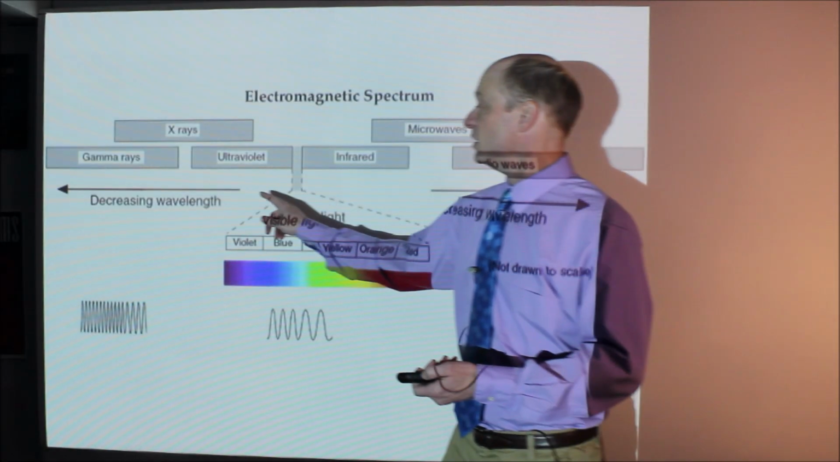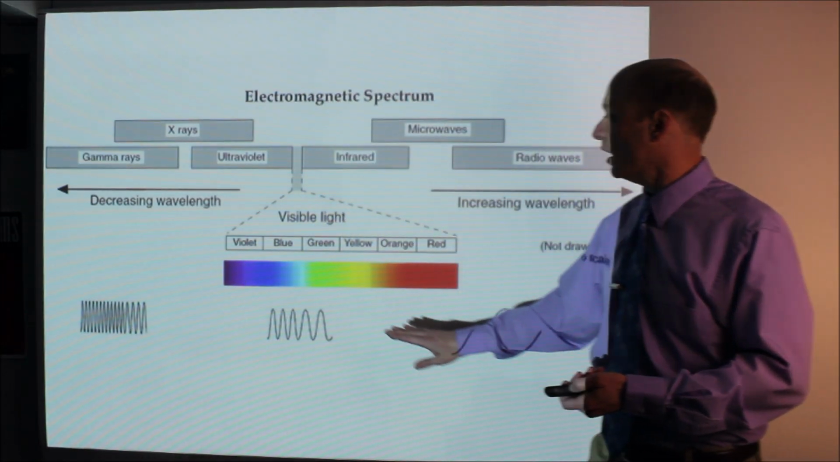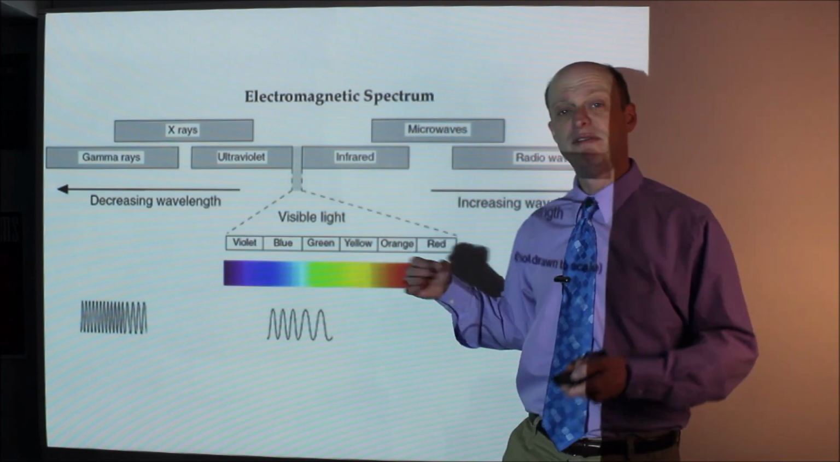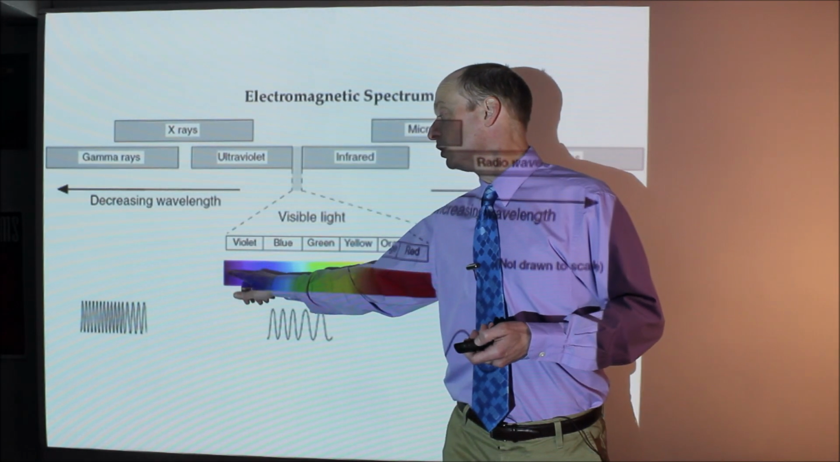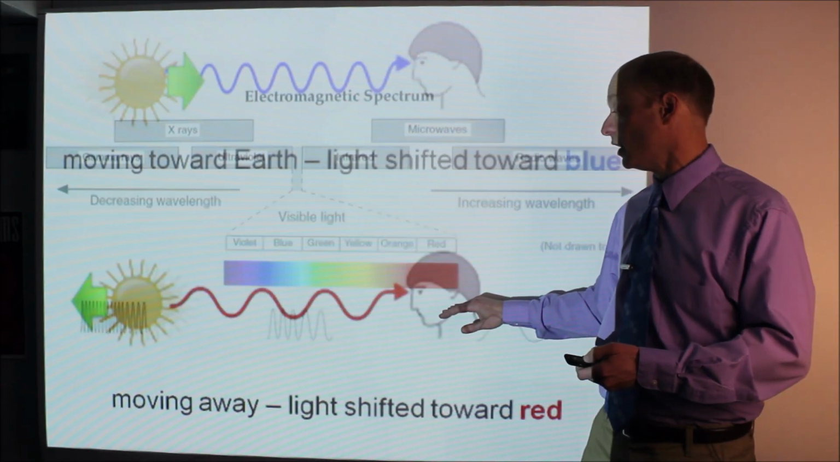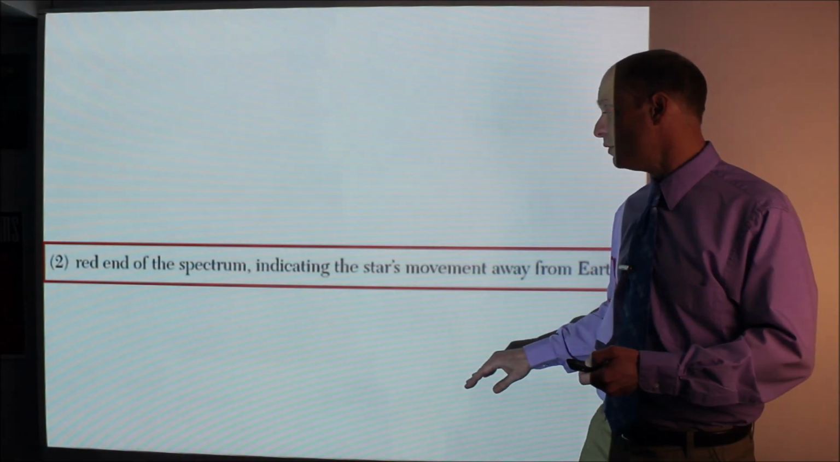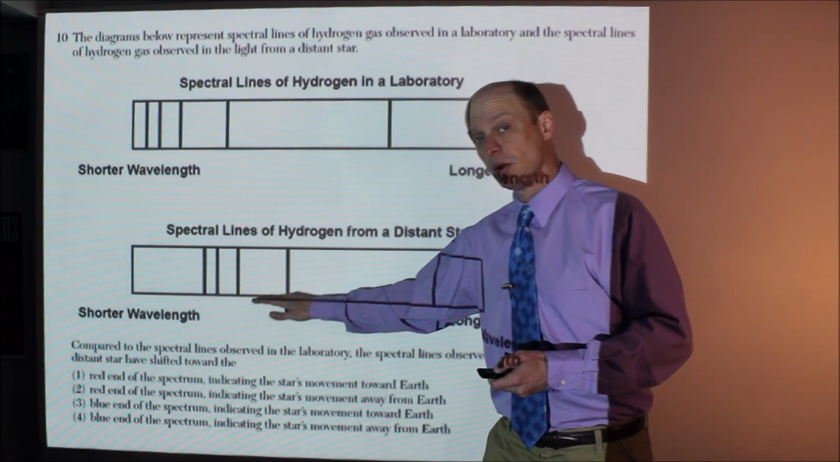So this is decreasing wavelength, they're shorter, increasing wavelength over here towards this side. So of visible light that we can see, the colors that we can see, the blue is shorter wavelength and the red is longer wavelengths. So if you then go back to this question here, longer wavelength, it is shifted towards the longer.